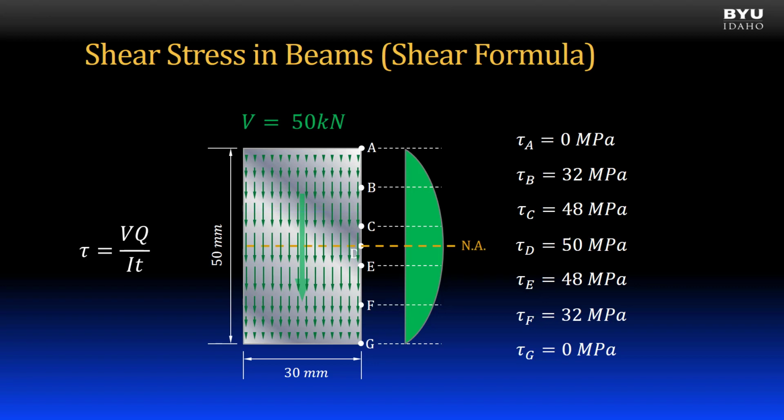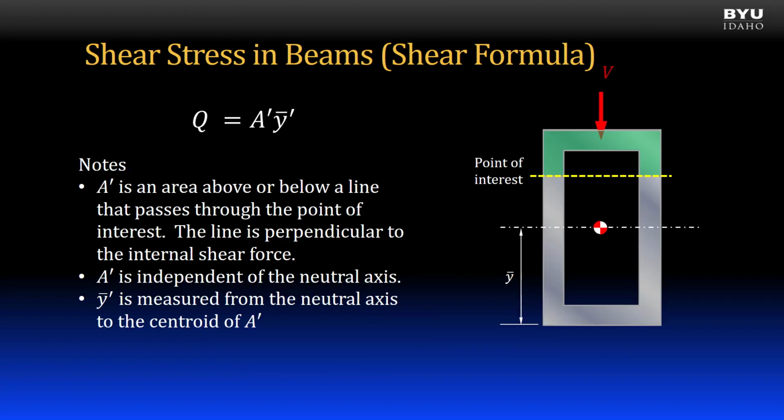For any cross-section, the variables V and I in the shear formula are constant anywhere on the cross-section. For this rectangular cross-section, the variable t is also constant anywhere on the cross-section. This means that the shear stress magnitude is changing on the cross-section because the variable Q changes over the cross-section. Abrupt changes in the variable t result in localized jumps in stress. The variable Q is equal to an area, A prime, times the dimension y bar prime.